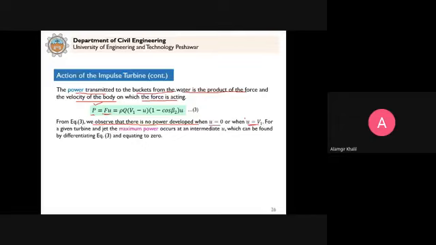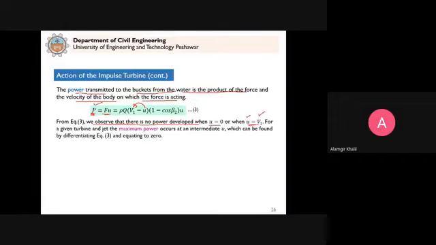So if the speed of the bucket is the same as the speed of the jet, it will not be able to strike. So that's why in that case again it is 0, because when u is equal to v1, it is 0, no power will be developed. So the speed of the bucket should be less than the speed of the jet.